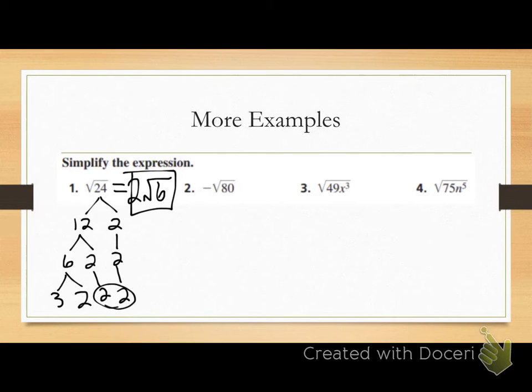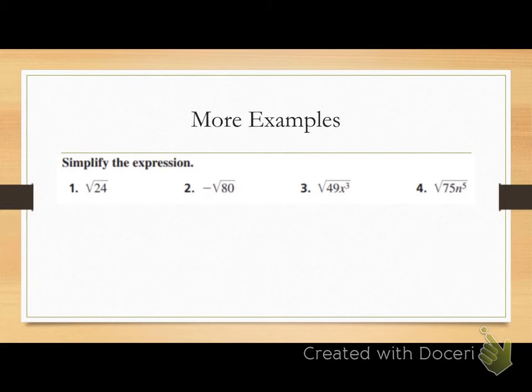Perfect. Are we understanding it? Getting the hang of it? Sure. Okay, number 2. What number is understood to be in front of that square root of 80? -1. I've got that negative sign out there, right? I'm going to have to account for that later. I'm not going to worry about it while I'm doing my prime factorization, but I can't forget about it. I have to bring it back into my final answer.